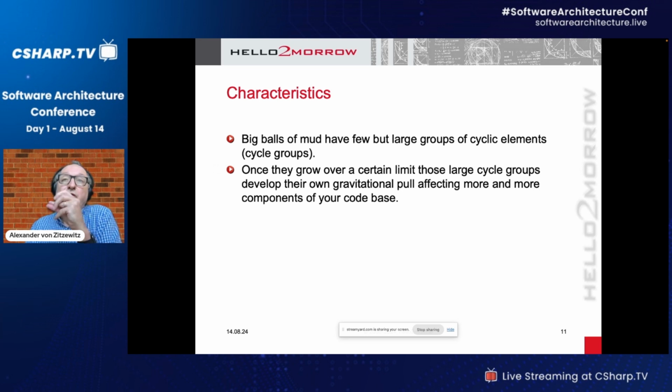Once they grow over a certain size, they basically are like black holes in the universe. They develop a lot of gravitational pull and pull more and more components into their orbit. And of course, we have some metrics, which I'm going to explain in the next section, that allow you to detect this problem early on.